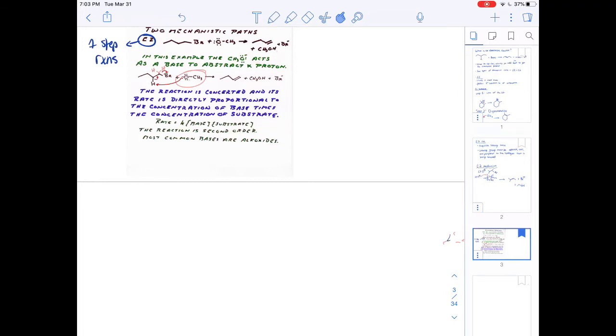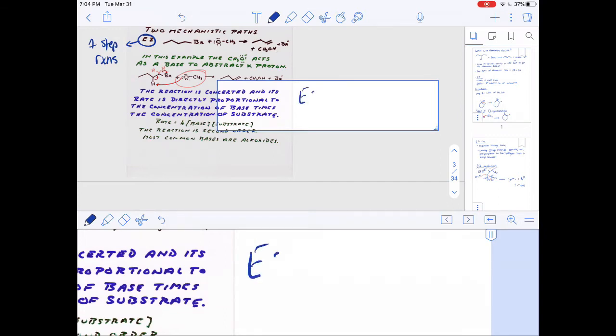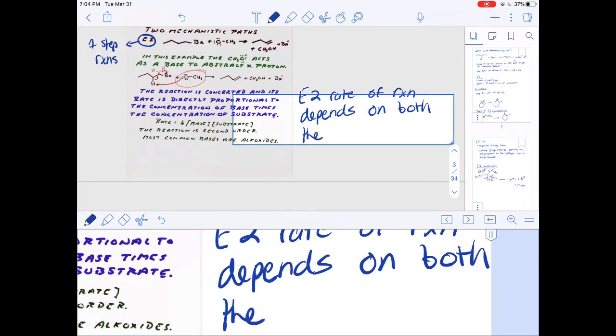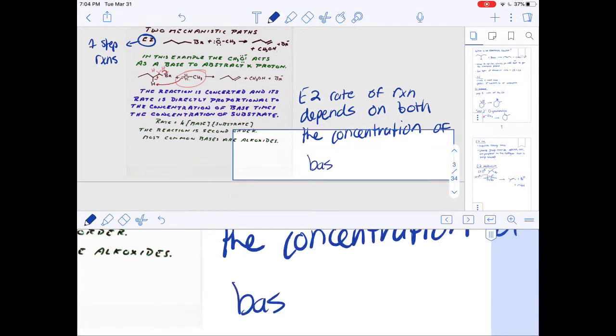So he says the reaction is concerted and its rate is directly proportional to the concentration of the base times the concentration of the substrate. So the only important thing you really need to get out of here is that the rate of reaction for E2 depends on both the concentration of the base and of the substrate.